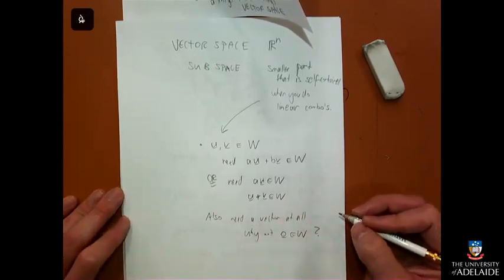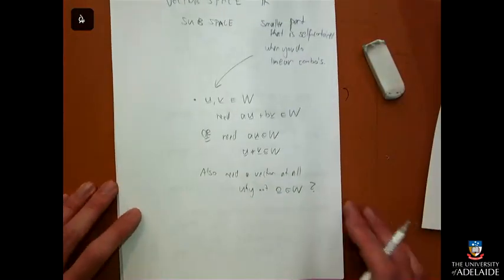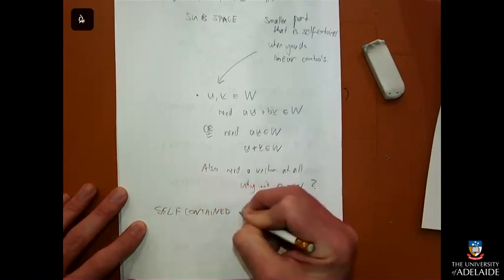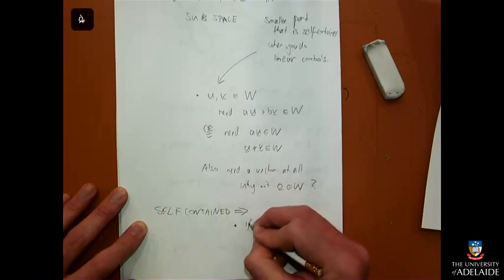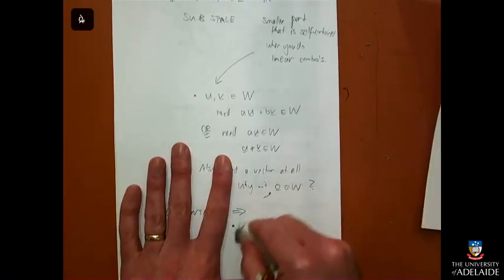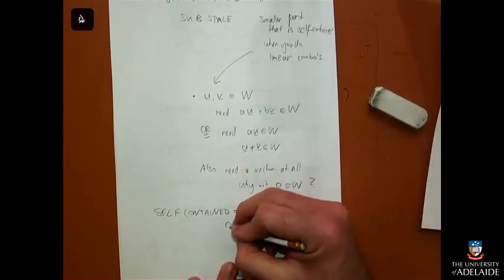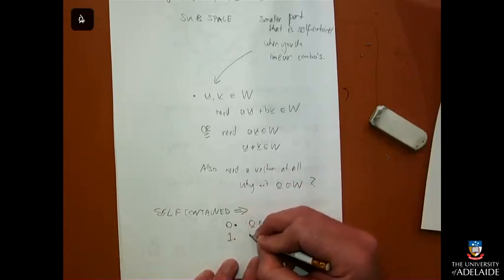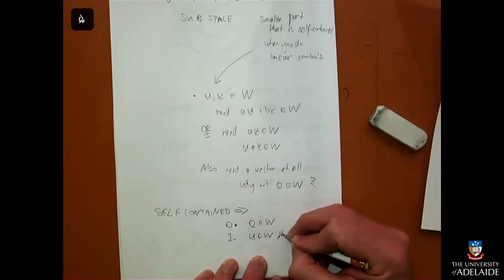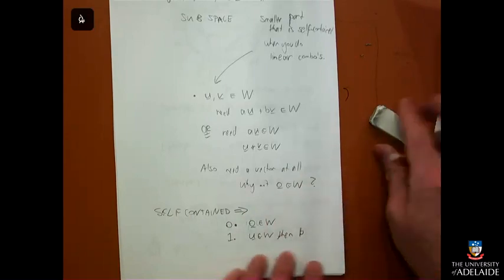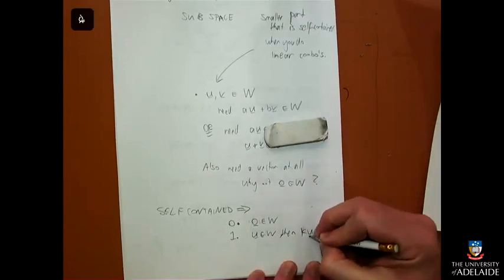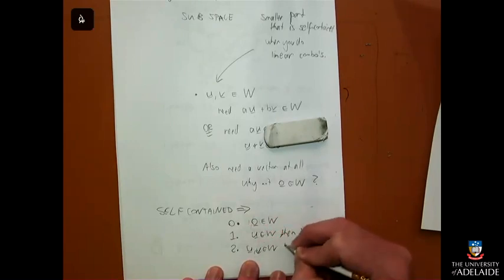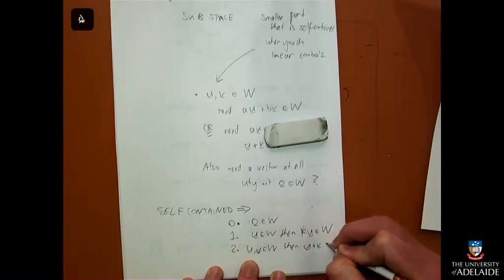And so that's where our rules come from. Okay, that self-containment implies those three rules. Rule number 0, yes, that the 0 vector is in it. Rule number 1, that if U is in it, then any multiple of U is in it. And rule number 2, if U and V are both in it, then U plus V is in it. That's where those rules come from.